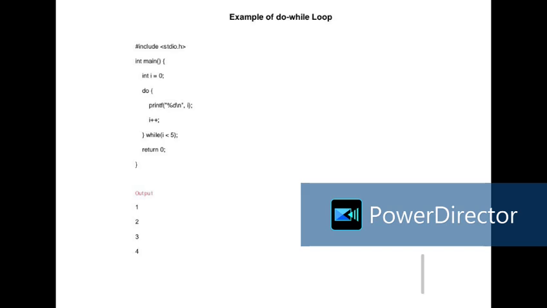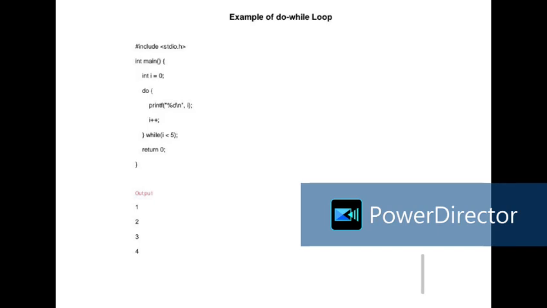Example of do while loop. Let's consider an example to clarify this. Suppose we have int i equal to 0 and we write a do while loop that prints i and increments it, continuing while i is less than 5. This will print numbers 0 to 4 just like the other loops.